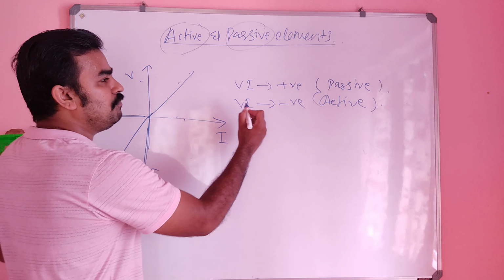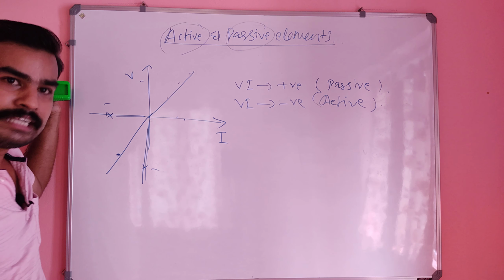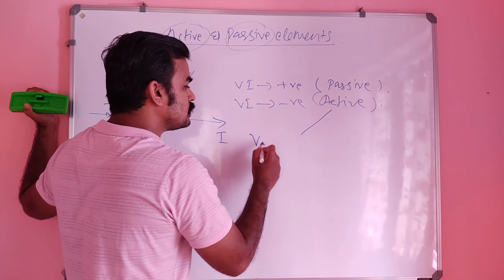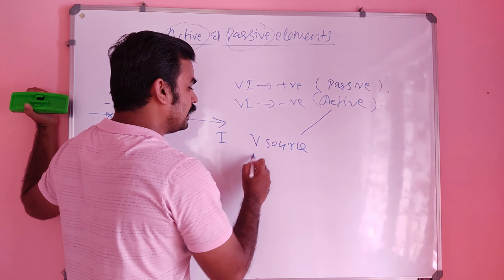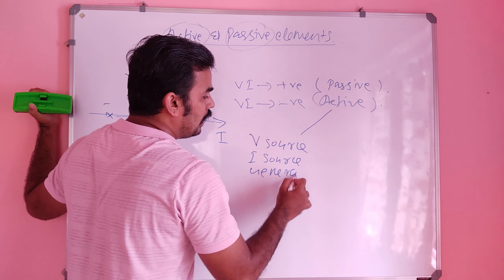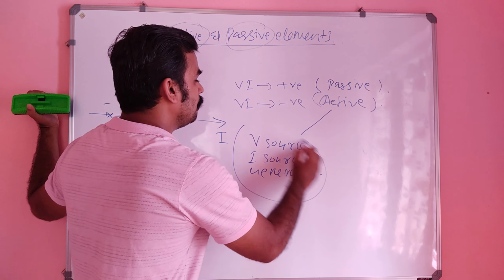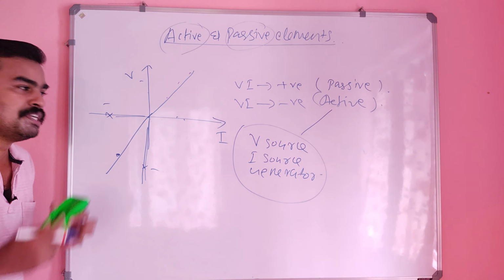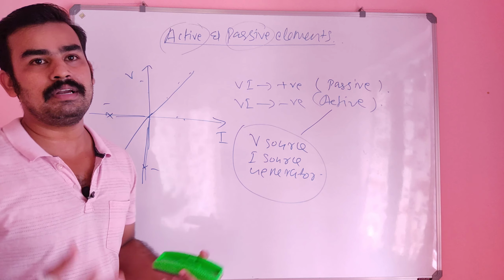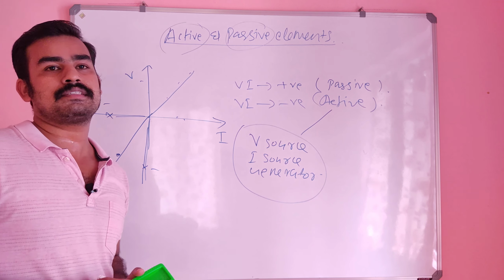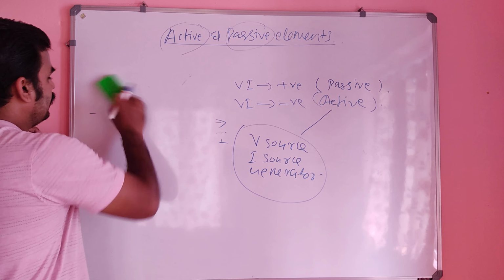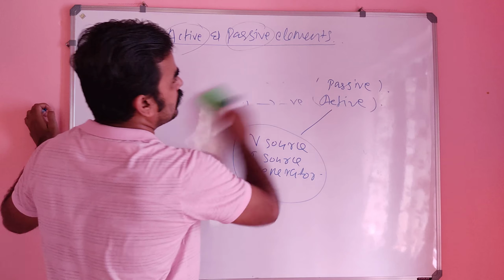But suppose sometimes V into I is negative, it is called an active element. So active elements are, we can say, voltage source, current source, generator, all are examples of what? Active elements, which means it is producing energy, producing V or I. Is it clear? Okay. Let's move on to another classification.